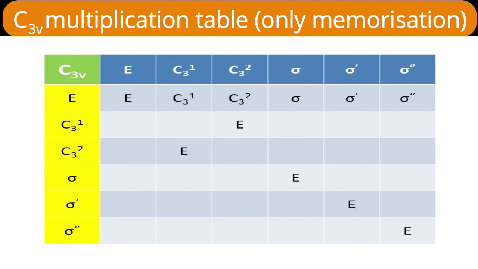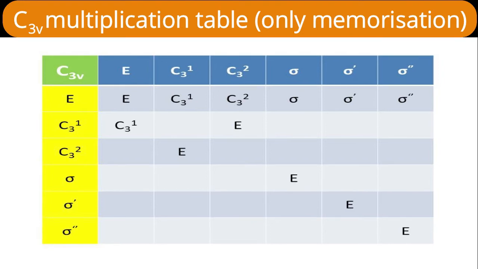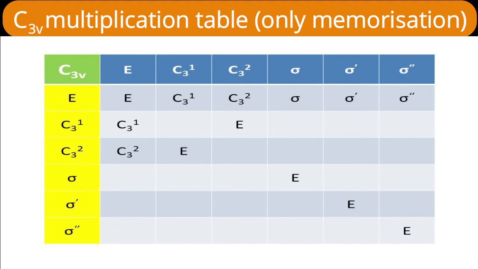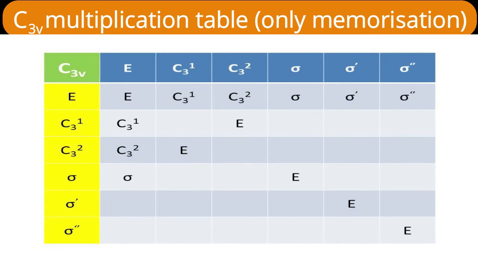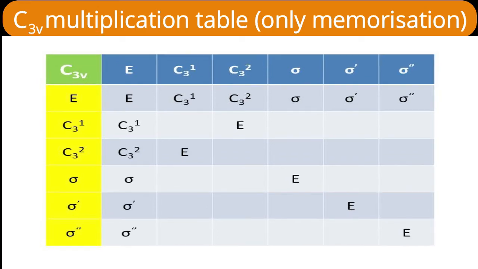What we understood, when we multiply any operation by the identity, the result is not changed. So for the first operation, that's C31, C31 into identity, result will be C31. Now the third position in the first column of the multiplication table, C32 into identity, result is C32. Similarly, sigma into identity, sigma dash into identity, sigma double dash into identity can be represented as sigma, sigma dash, sigma double dash. See here, sigma, sigma dash, sigma double dash. Out of 36, we have covered now 16 positions. Let us see the other positions.